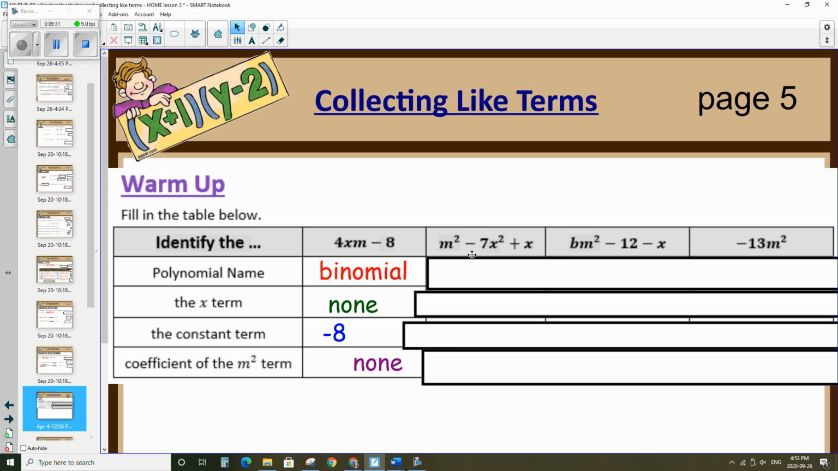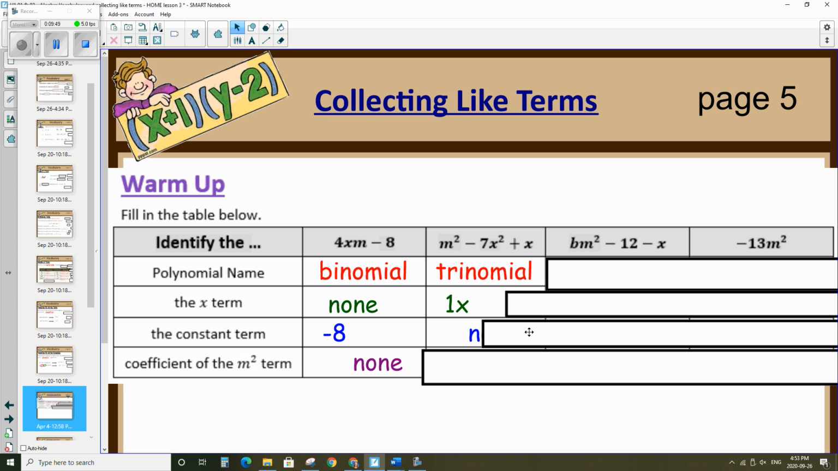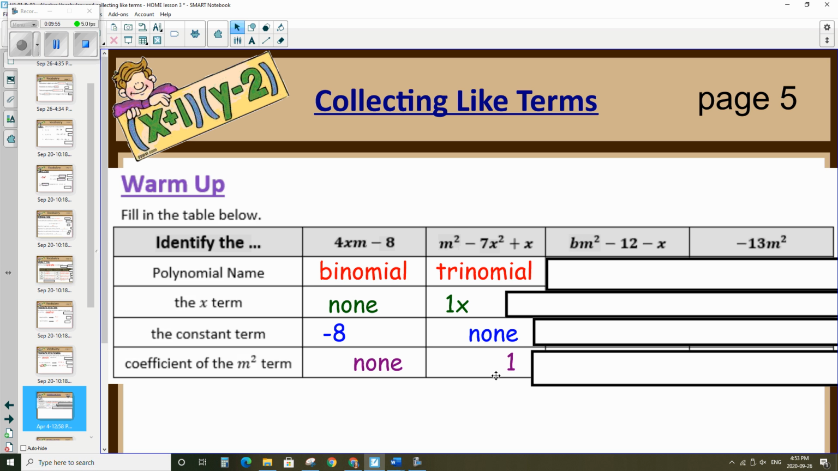Okay, so for the second one, we have m squared minus 7x squared plus x. The polynomial is a trinomial. It has 3 terms. The x term is right at the end there, so 1x. The constant term, there is no term, that is just a number, so I'm going to say none. And then the m squared term would be 1m squared. The coefficient is the value in the front of it, and that would be 1 because there's no number there.